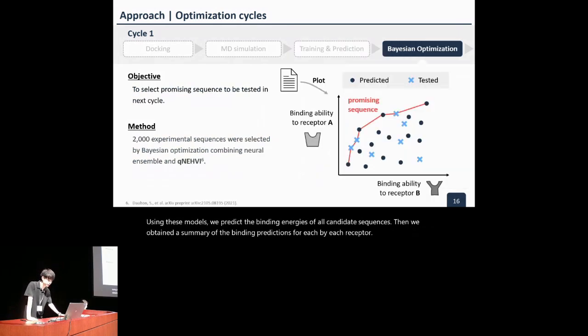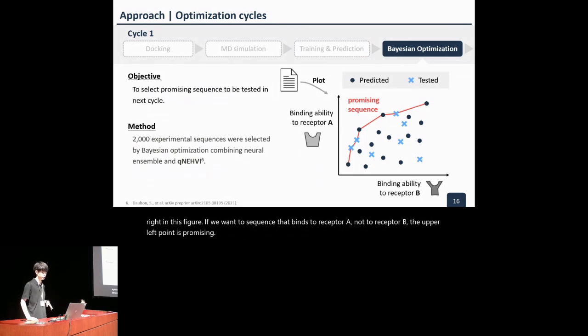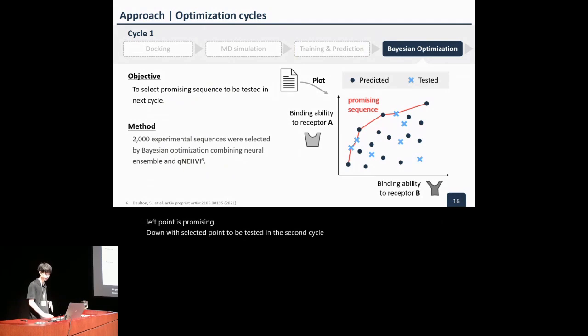Finally, Bayesian optimization. Based on the prediction summary, we plotted binding energy, like in this figure. If we want a sequence that binds to receptor A, not to receptor B, the upper left point is promising. Then we select this point to be tested in the second cycle. This is the end of one cycle. I'll explain the next cycle a little bit.